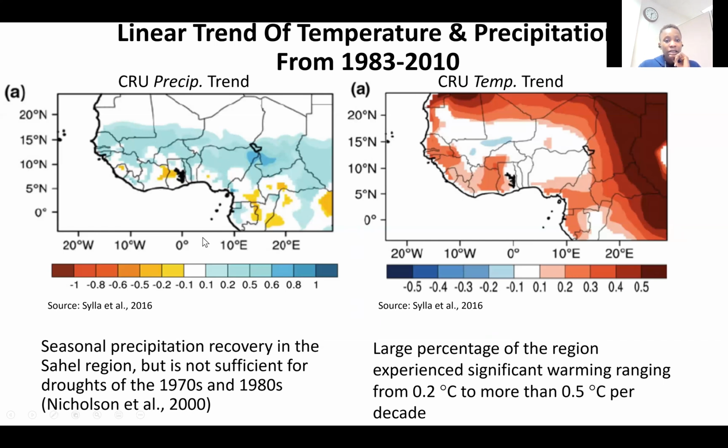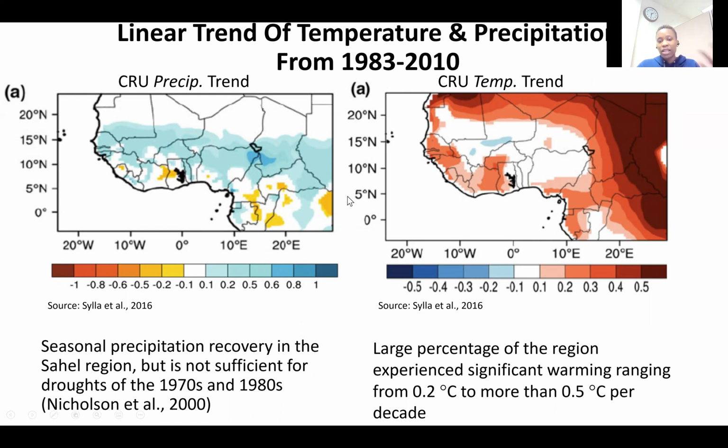And from here on the left-hand side, we can see the precipitation trend. And we can see that although precipitation has been increasing from about 0.2 millimeters to 1 millimeter per day, research has shown that the seasonal precipitation recovery in the Sahel region has not been sufficient for the drought of the 1970s and the 1980s. Now, before I continue, I would like to say that the Sahel region is one of the most vulnerable regions in West Africa to drought. And this actually shows us that the period before the early 1980s must have been a very dry period, and it is most likely to occur in the future.